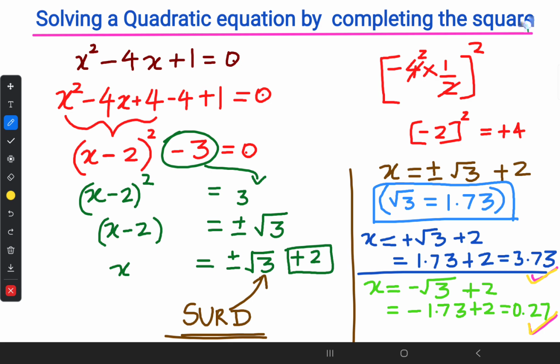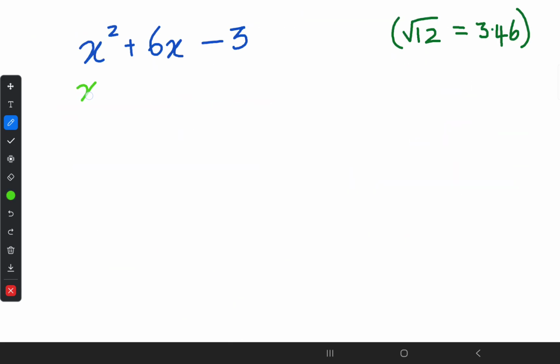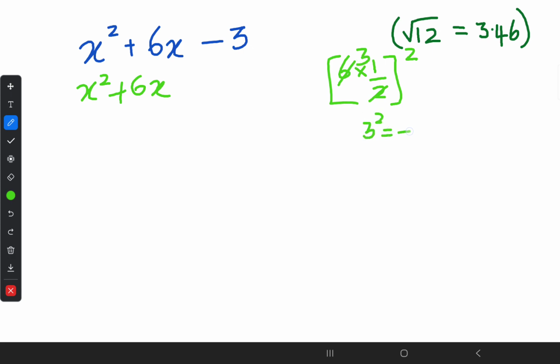So initially in the question, x square plus 6x, the number we need to add and subtract would be the coefficient of x, its half, squared. So 6, and its half, squared. Half of 6 would be 3. 3 square is 9, positive 9. So I'm going to add the number 9 here and subtract 9.